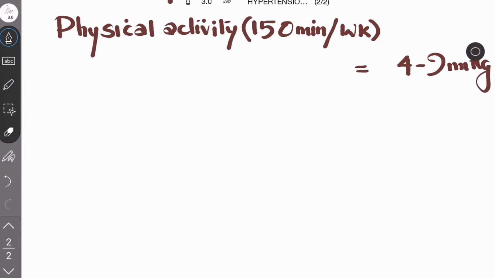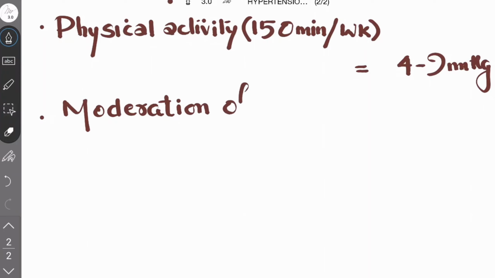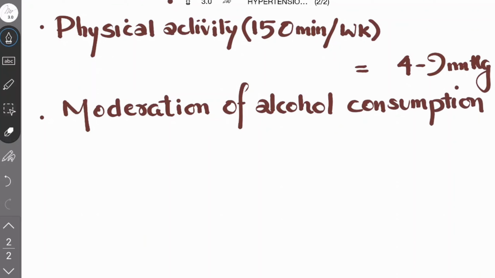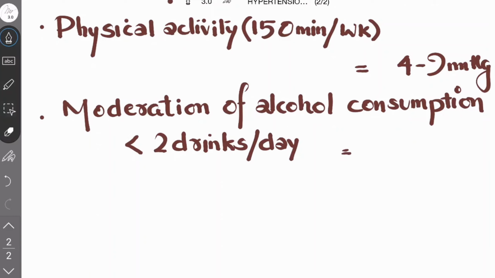Okay, next, moderation of alcohol consumption, that is less than 2 drinks per day. If it is less than 2 drinks per day, the reduction can be 2 to 4 millimeter of Hg.